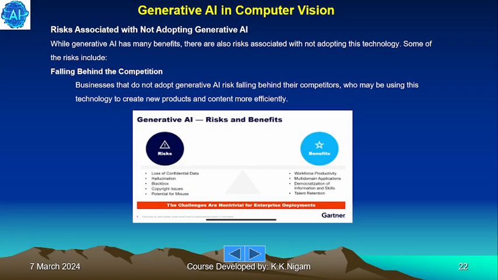Risks associated with not adopting generative AI. While generative AI has many benefits, there are also risks associated with not adopting this technology. Some of the risks include falling behind the competition. Businesses that do not adopt generative AI risk falling behind their competitors, who may be using this technology to create new products and content more efficiently.